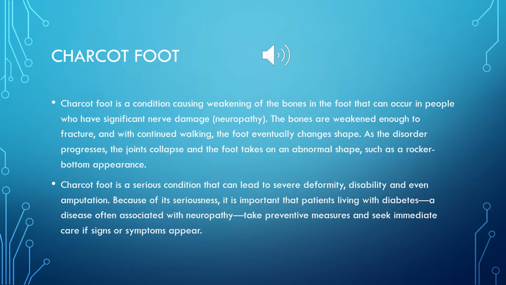Charcot foot is a condition causing weakening of the bones in the foot that can occur in people who have significant nerve damage, which is neuropathy. The bones are weakened enough to fracture, and with continued walking, the foot eventually changes shape. As this disorder progresses, the joints collapse and the foot takes on an abnormal shape, which is called rocker bottom appearance. Charcot foot is a serious condition that can lead to severe deformities, disability, and even amputation.